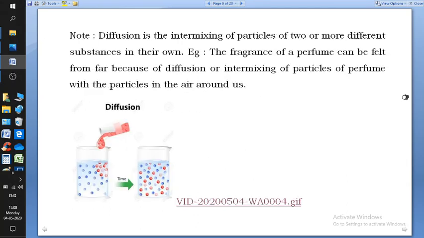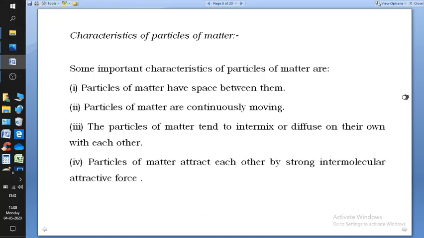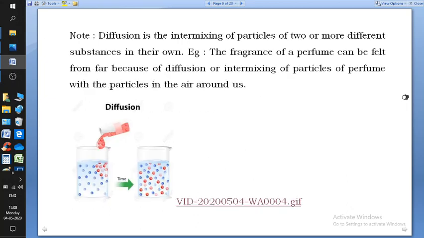Now you can see in this third point where we've used the word intermix or diffuse. What does the term diffuse mean? Diffusion means the intermixing of particles of two or more different substances on their own.